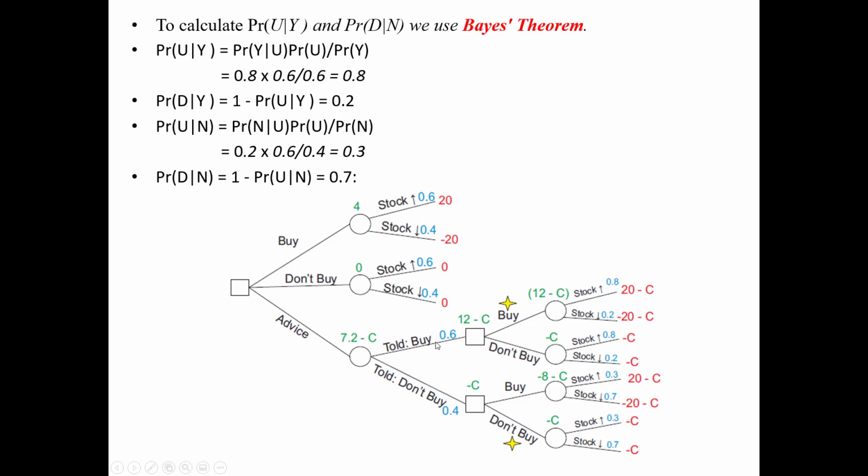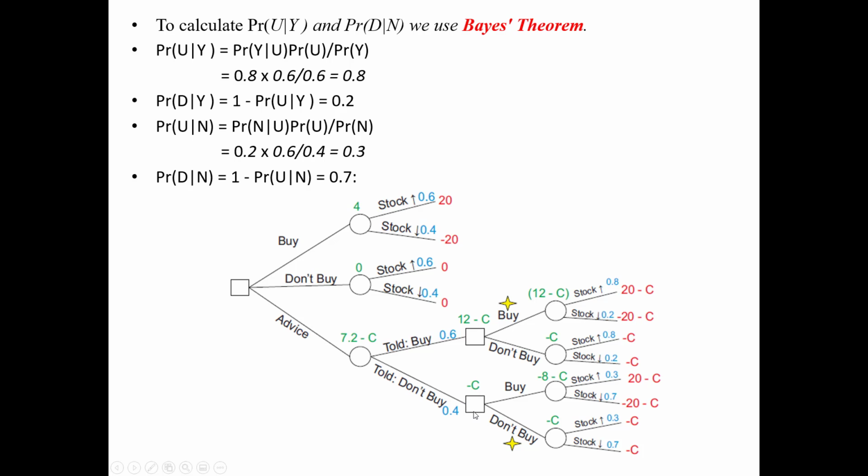Because in this scenario, the advisor says buy, but you will decide. So when you need to decide, you need to construct a box. Buy, don't buy. When you buy, there is a chance that the stock will be going up, there is a chance that the stock will be going down. Don't buy, because you already paid minus C, the stock will be going up or going down. And if the advisor says don't buy, then you need to decide.